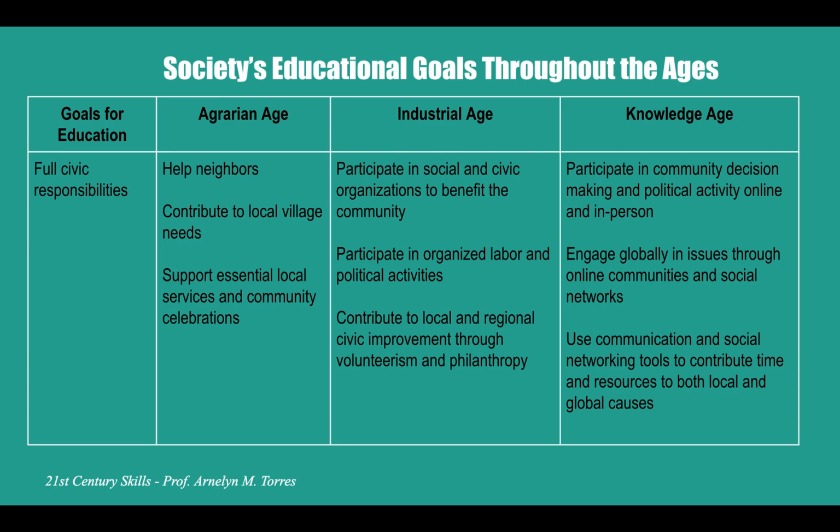Participating in organized labor would mean the freedom to organize a labor union and express your sentiments as laborers to the management. And when we say political activities, an example of this would be exercising your right to vote for leaders. And the third would be to contribute to local and regional civic improvement through volunteerism and philanthropy.